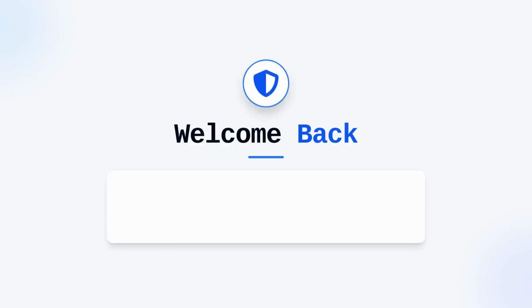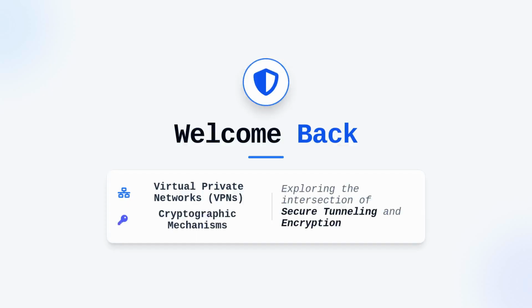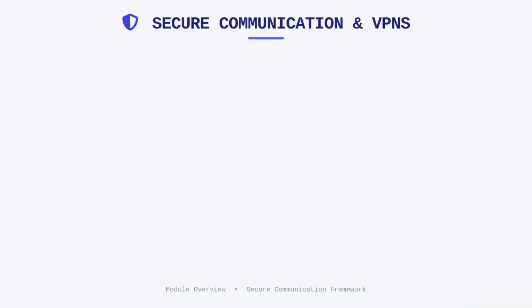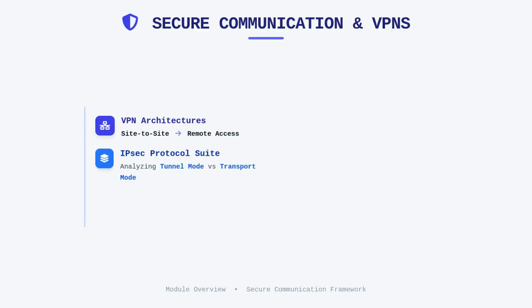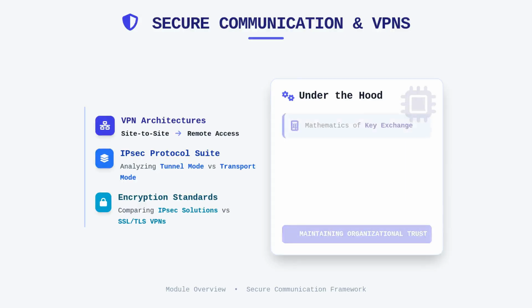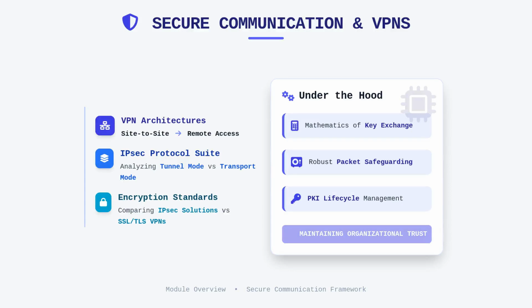Welcome back. Today, we turn our attention to virtual private networks and the cryptographic mechanisms that underpin them. In this chapter, we will explore the mechanisms that enable secure communication across untrusted mediums, starting with the implementation of site-to-site and remote access VPNs. We will dissect the IPsec protocol suite, examine the critical differences between tunnel and transport modes, and contrast traditional IPsec solutions with SSL/TLS-based VPNs. Furthermore, we will delve into the underlying mathematics of key exchange and the robust encryption standards that safeguard our packets. By the end of this module, you will understand how to manage the lifecycle of a public key infrastructure to maintain organizational trust.